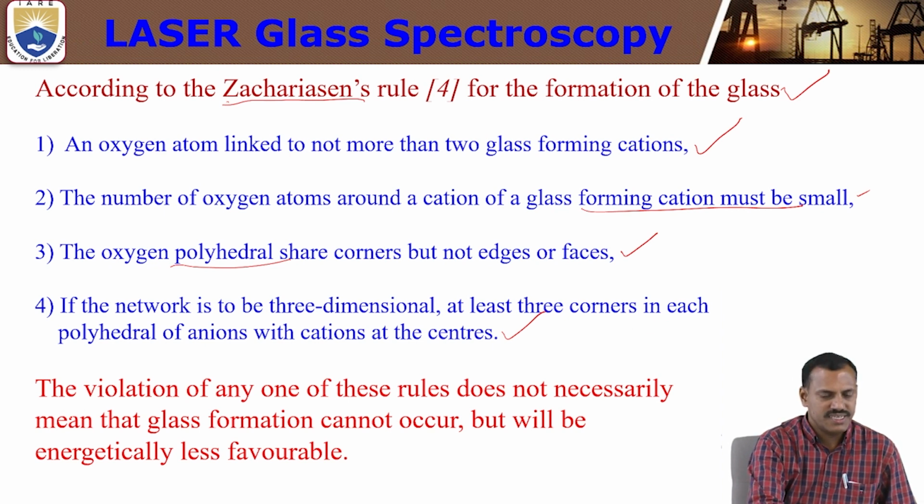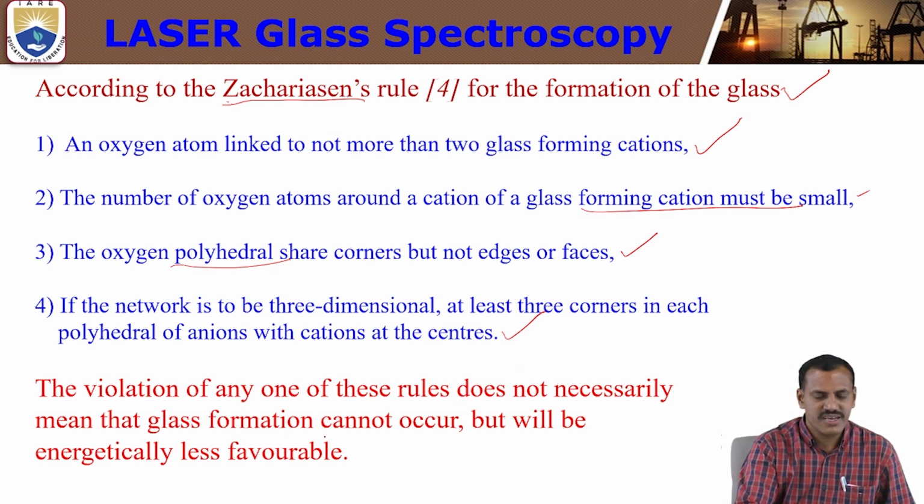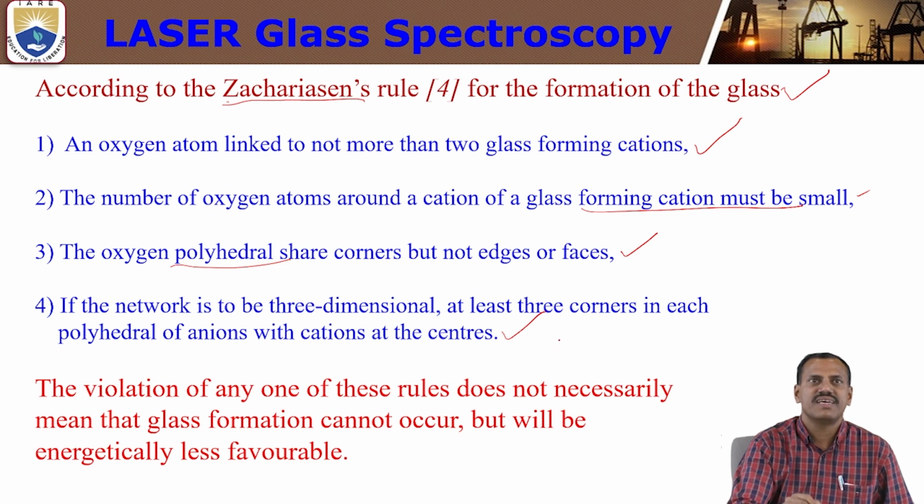Violation of any one of these rules does not necessarily mean that glass formation cannot occur, but it will be energetically less favorable. So these 4 rules are important. If only 2 rules are satisfied, glass formation is sometimes possible, but energetically less favorable, with very low probability. Whenever the 4 rules are satisfied, we can easily form glass or glass systems.